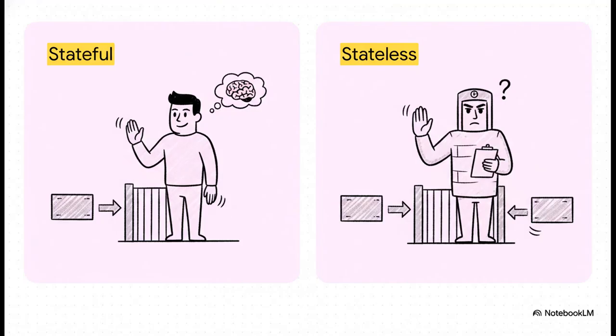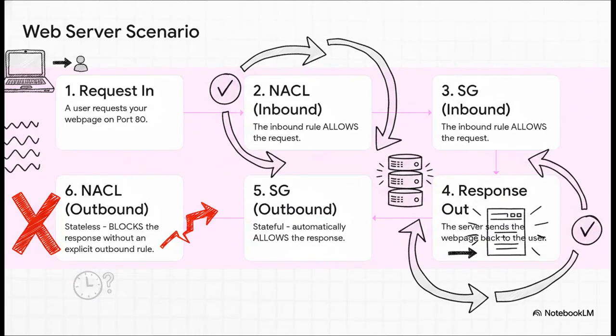Think about it like this. A stateful bodyguard lets you into the room for a meeting. Because they're stateful, they remember you. When you leave, they know who you are and just let you out. But that stateless wall guard, they have zero memory. They check your ID on the way in, and then they check it all over again on your way out, every single time.